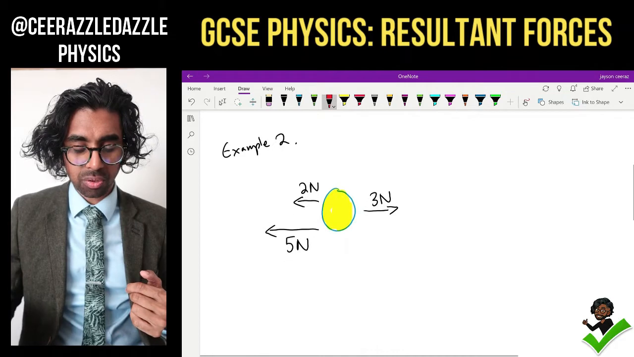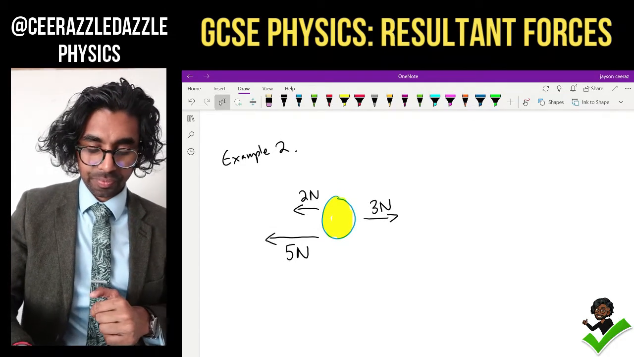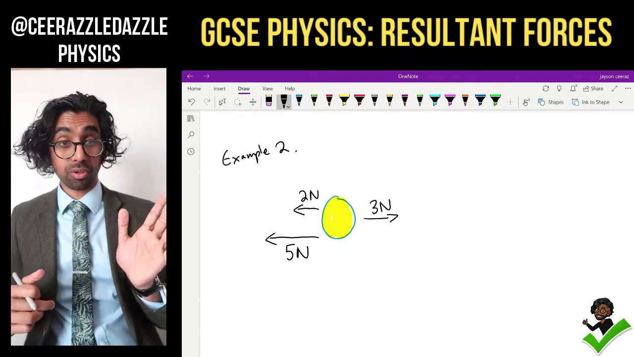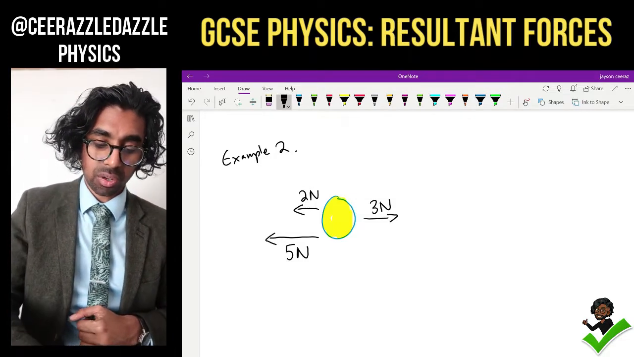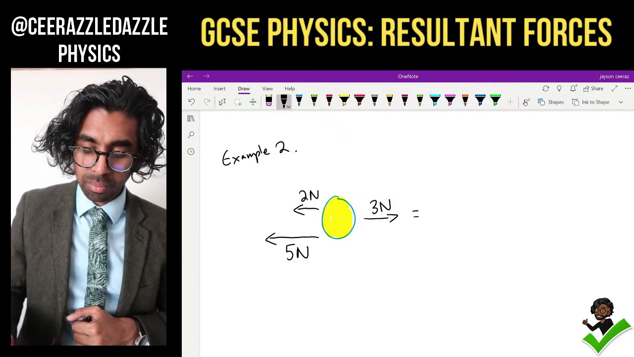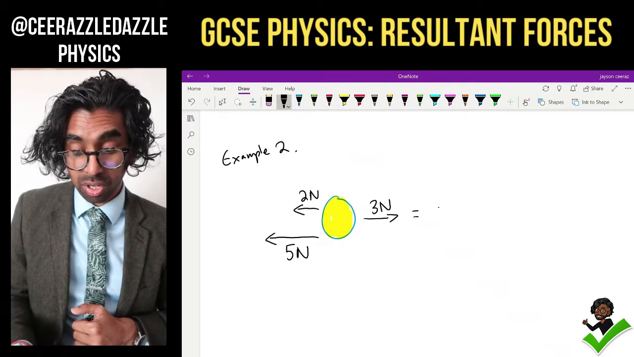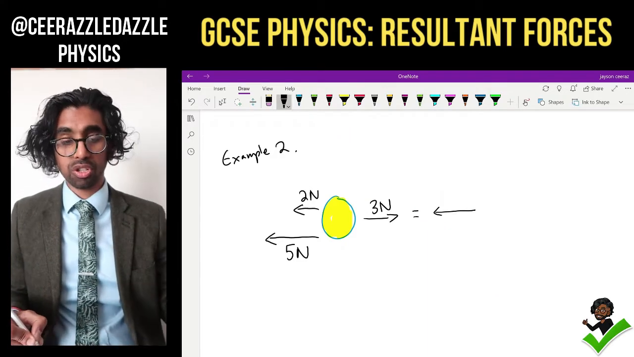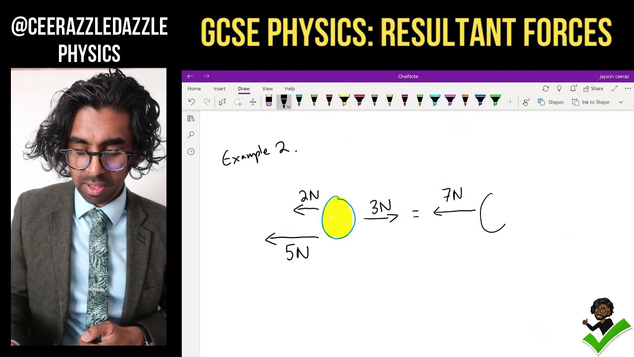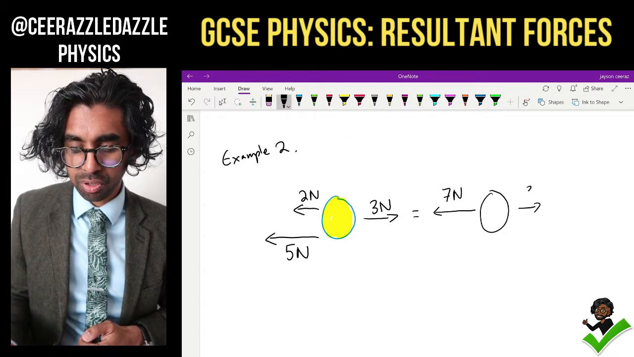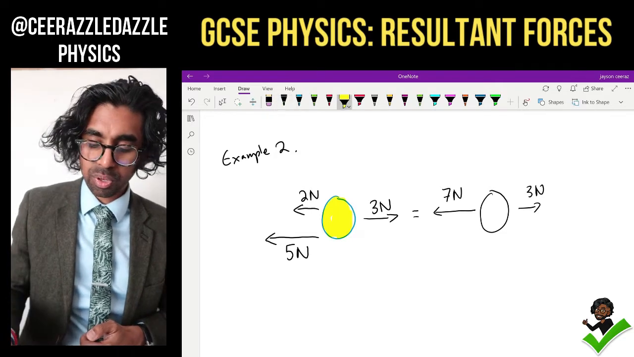Let's look at example 2. We've got a ball here, but now it's got 3 forces acting on it. 2 to the left, 1 to the right. So I can redraw the diagram as shown. So we're going to go to the left, 2 newtons plus 5, I've got 7 newtons to the left. Yeah, and to the right I've got still the 3 newtons. Much more easier to solve now.